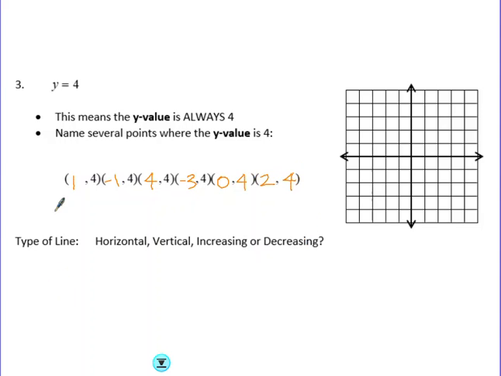Now I'm going to plot these points. So I have (1, 4), (negative 1, 4), (4, 4), (negative 3, 4), (0, 4), and (2, 4). And you can see that these are forming a straight line. So all I need to do is connect these points with a line.